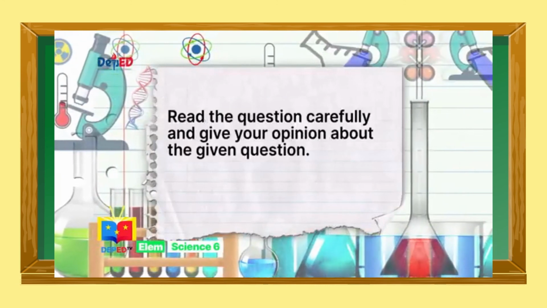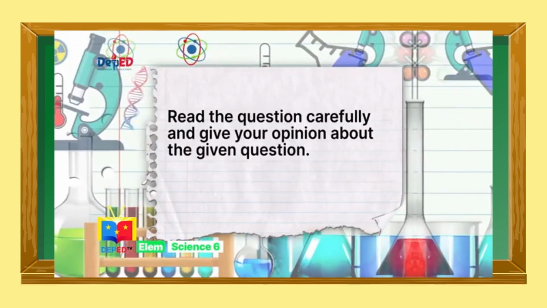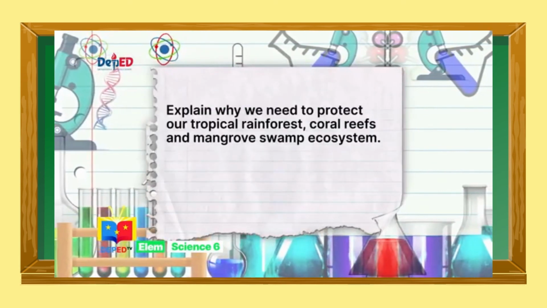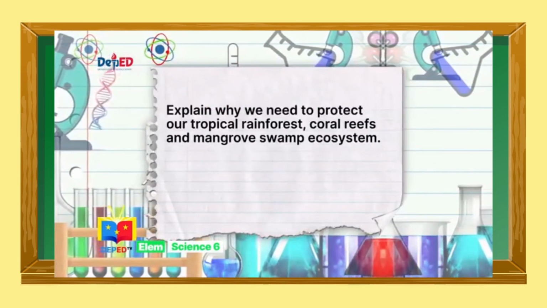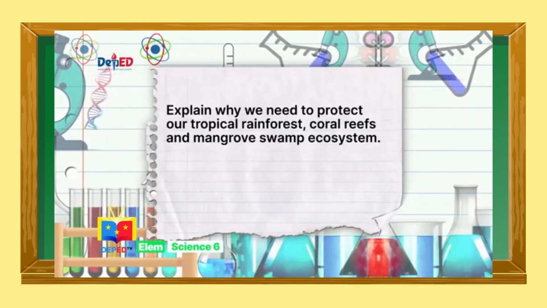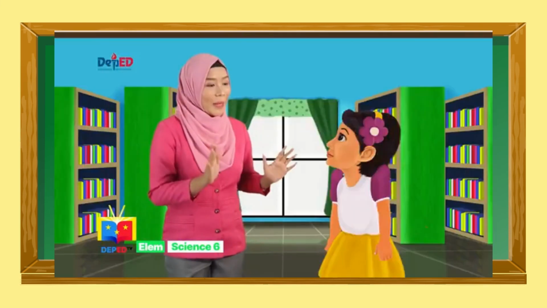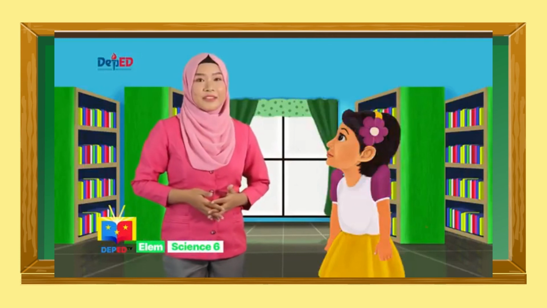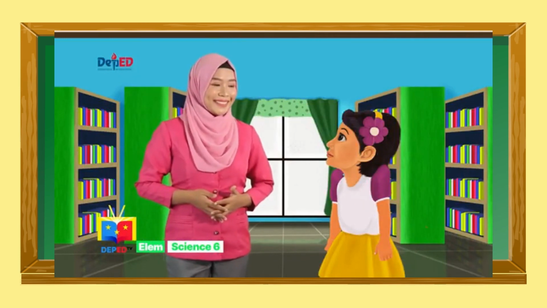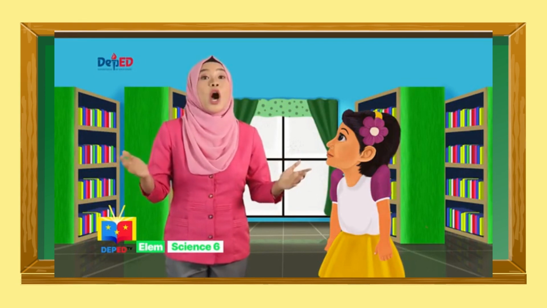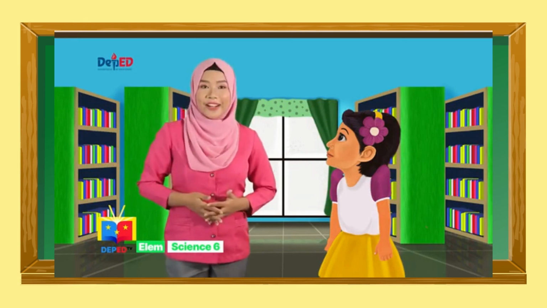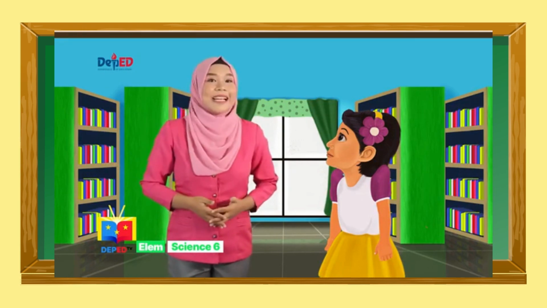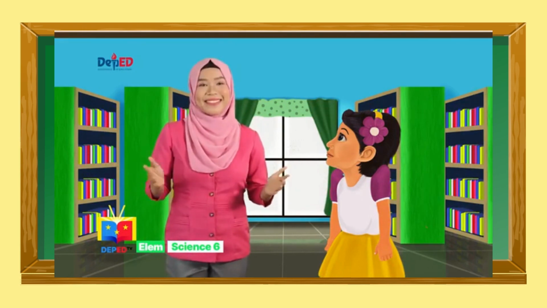Directions. Read the question carefully and give your opinion about the given question. Explain why we need to protect our tropical rainforest, coral reefs, and mangrove swamp ecosystems. Okay, Cece. Let us also ask the help of our science-minded learners about this. Science-minded learners, are you willing to help and share your ideas? I know you are, so let's answer the homework.